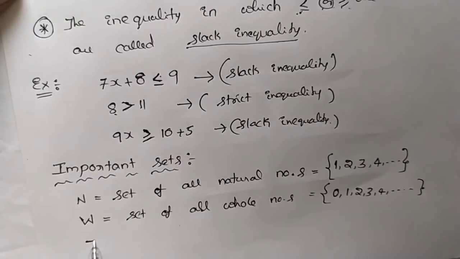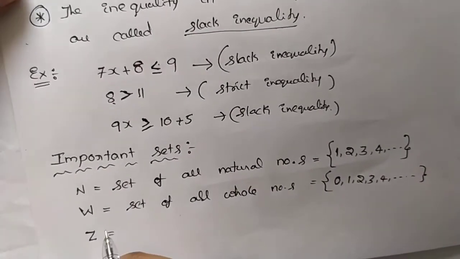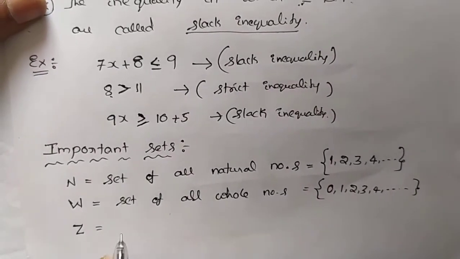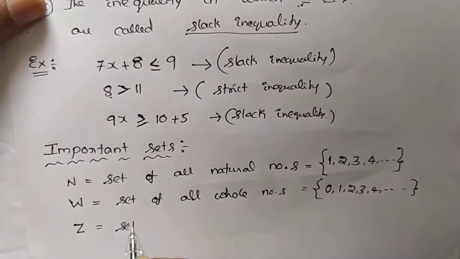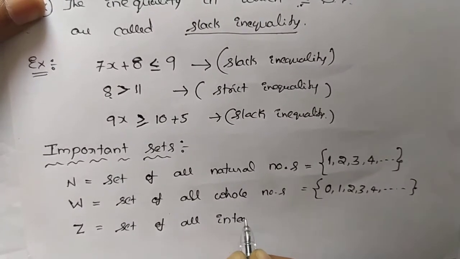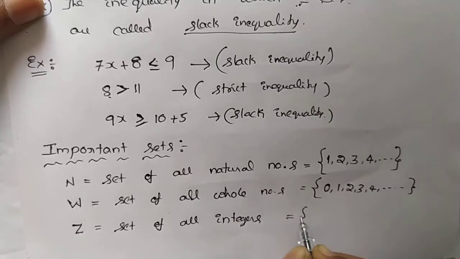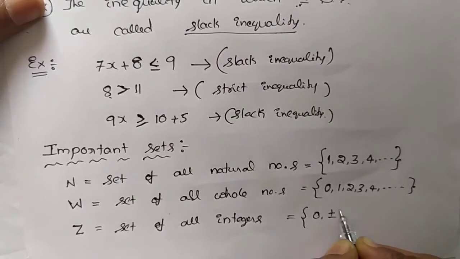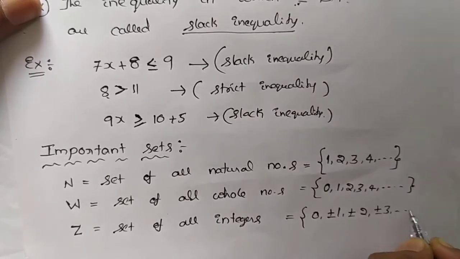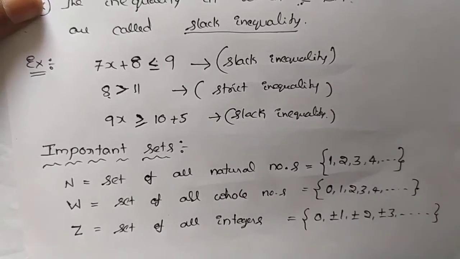Now what about integers? Integers are denoted by the capital letter Z or I, capital I. Set of all integers: 0, plus or minus 1, plus or minus 2, plus or minus 3 and so on. All these are the integers.